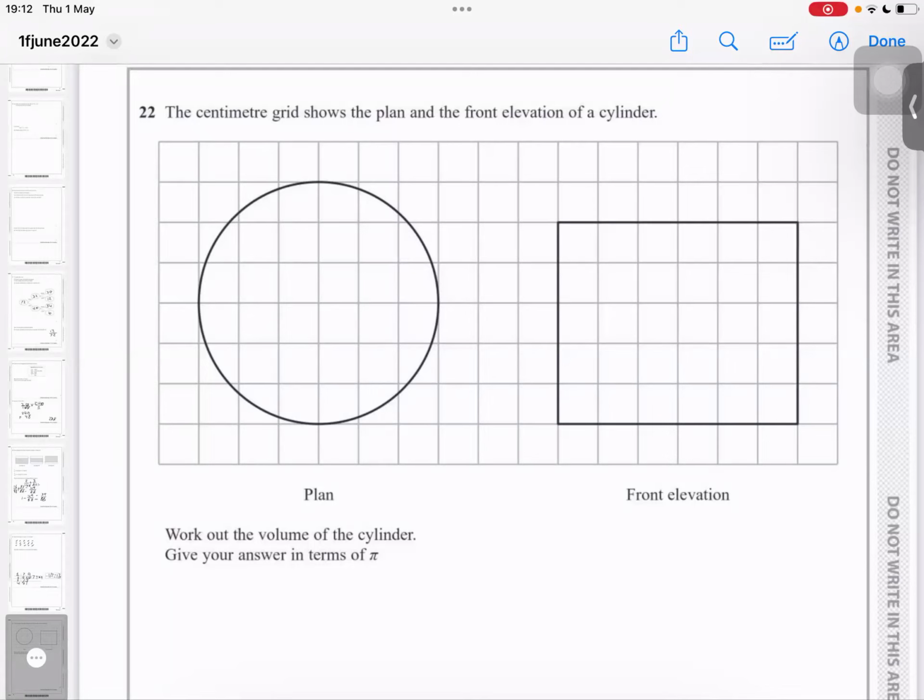Now, if we follow what the question told us, that this is a centimeter grid, then that means each of those boxes is 1 centimeter. To get the radius of this circle, I'm going to count from the circumference to the center, which is 3 boxes. I think you got that part. So that's 3 centimeters. So the area of this circle is pi r squared. That is pi times 3 times 3. And that's going to give me 9 pi. Did you get it up to that point?